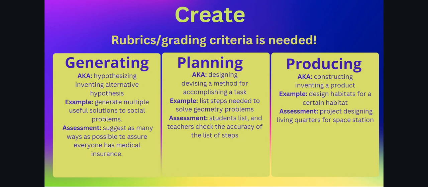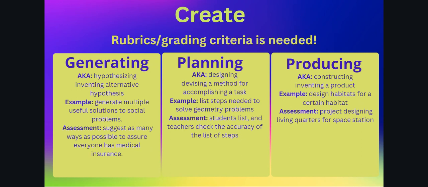An example of how planning is seen in the classroom could be that students are asked to list the steps needed to solve a geometry problem, and then the assessment is the accuracy of that list. This is mirroring the second step of the creative process, as the student will create a workable plan.